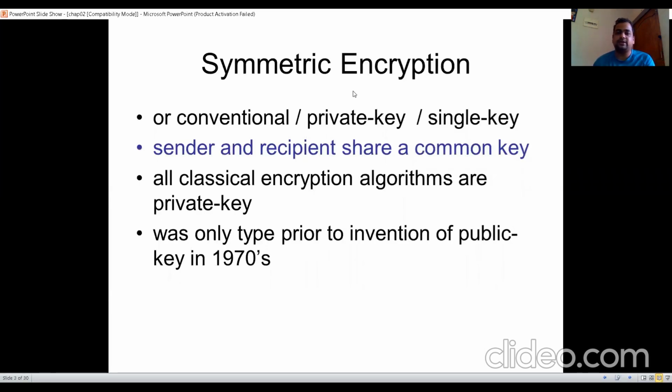If we say it's a symmetric encryption scheme, a single key can be used for both encryption and decryption. That single key may be a conventional key or a private key, but the basic concept is that only one key is used for both encryption and decryption. Hence the sender and receiver have to share the common key among themselves.